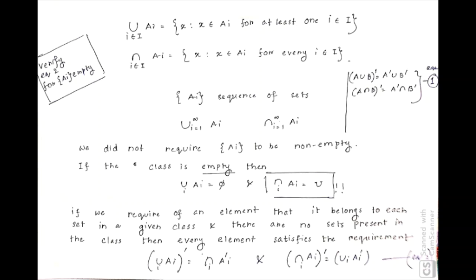Now, we did not require the class Ai to be non-empty. If it does happen that this class is empty, then the definition gives the union over all i of Ai equal to the null set, and the intersection over all i of Ai equal to the universal set.